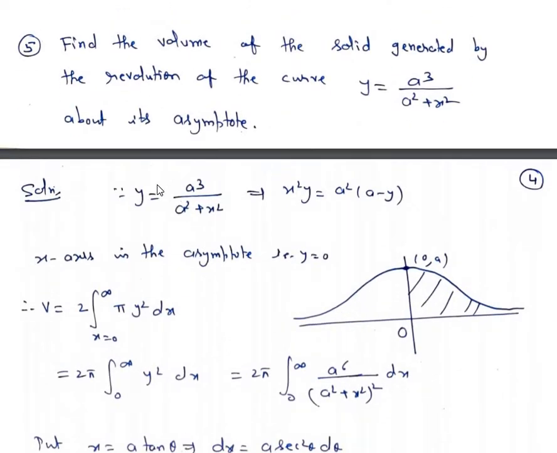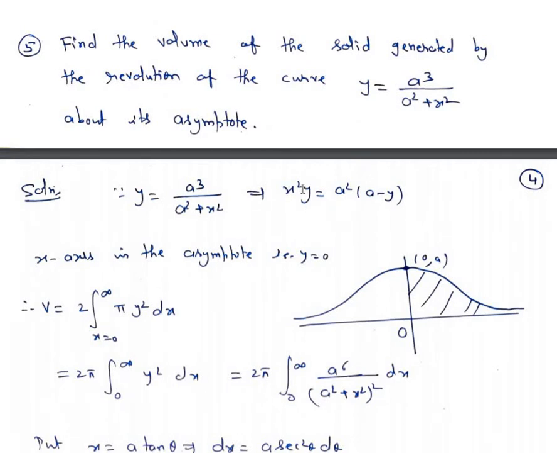Let's take the fifth example. Find the volume of the solid generated by the revolution of the curve y = a³ / (a² + x²) about its asymptote. Now y = a³ / (a² + x²). So if you cross multiply and simplify it, we get the equation of the curve as x²y = a²(a − y).